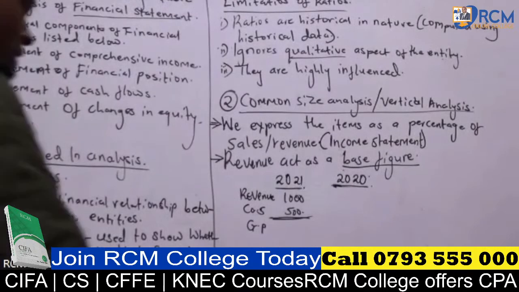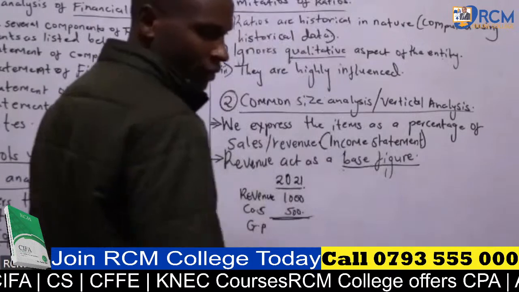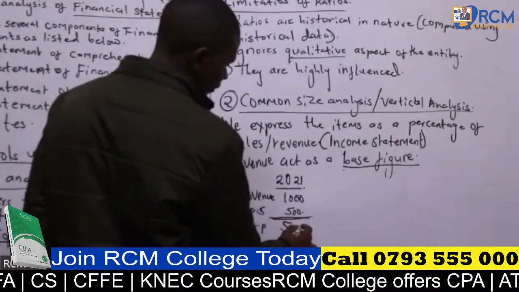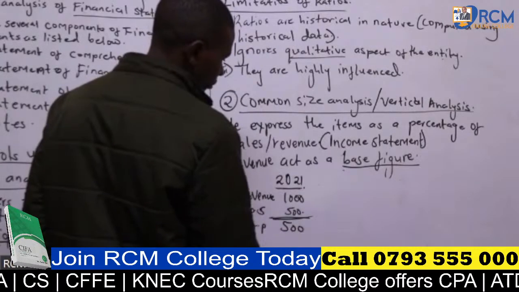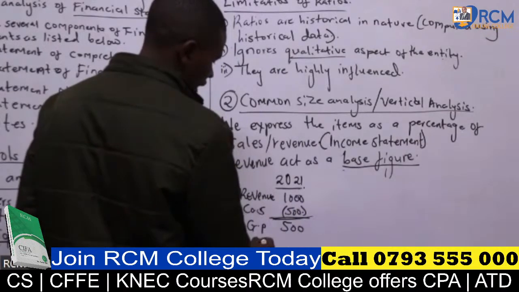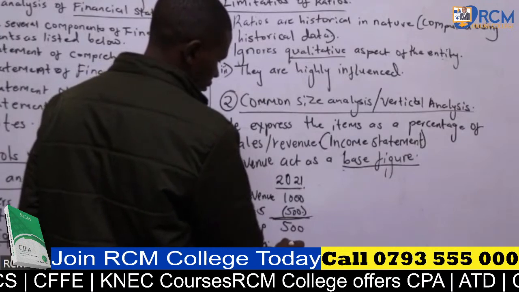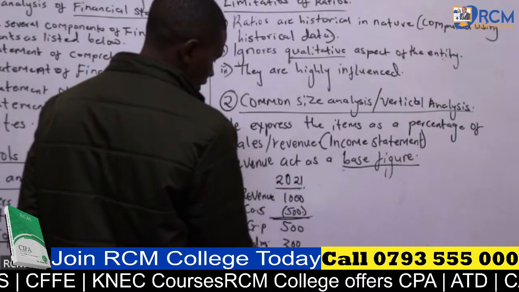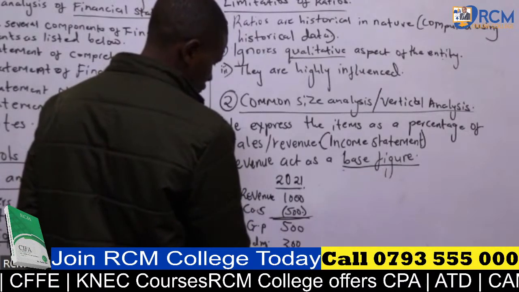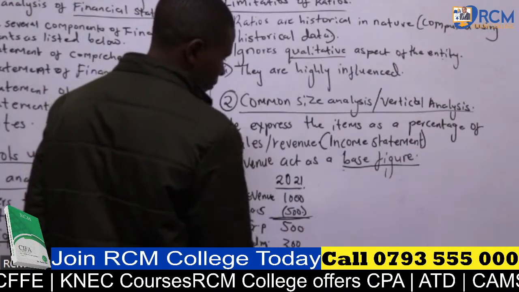Scrap this off. Leave 2020 for now, we will compare later. So my gross profit will be 500 because I just subtract this. You can't be having admin expense over 200. Any other item, maybe distribution cost, I can have 100. Let's stop there.